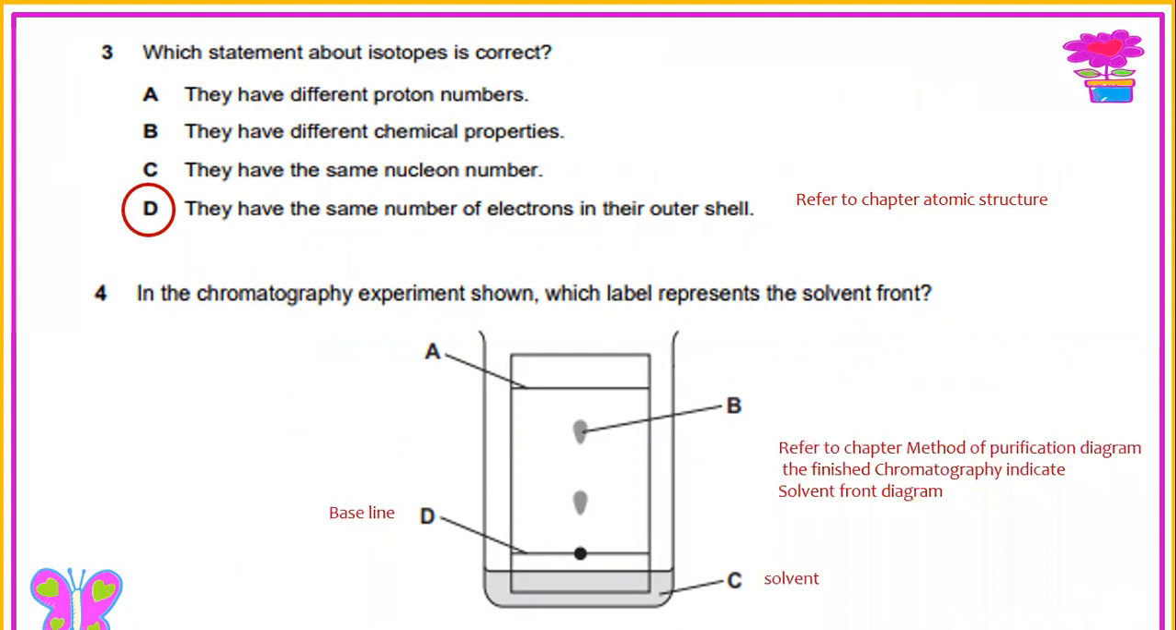In the chromatography experiment shown, which label represents the solvent front? Refer to chapter methods of purification diagram. The finished chromatography indicates the solvent front diagram. So if C is actually a solvent, D is a baseline, and A is the solvent front.